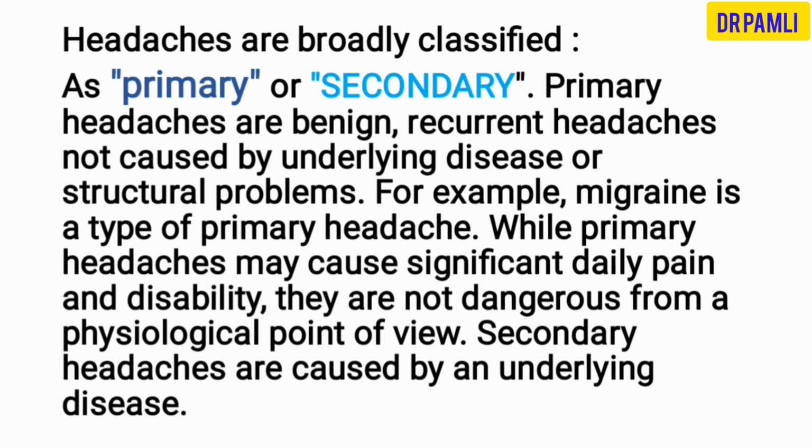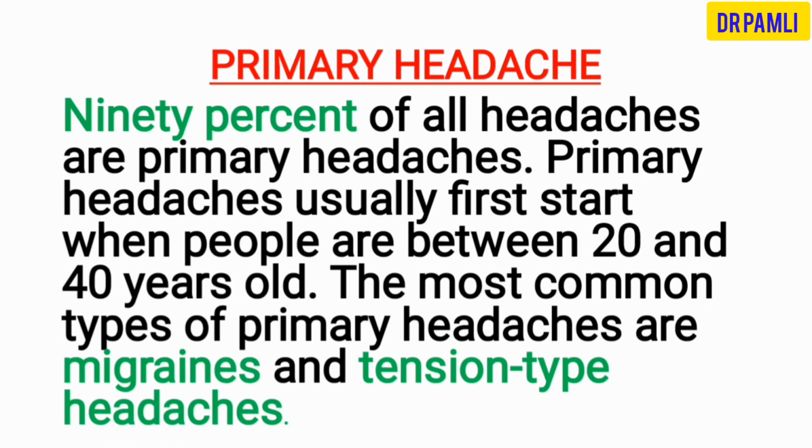Now, headaches are broadly classified as primary or secondary types of headache. Primary headaches are benign, recurrent headaches not caused by underlying disease or structural problems. For example, migraine is a type of primary headache, and primary headaches may cause significant daily pain and disability. They are not dangerous from a physiological point of view, while secondary headaches are caused by an underlying disease. So we should be able to note that.